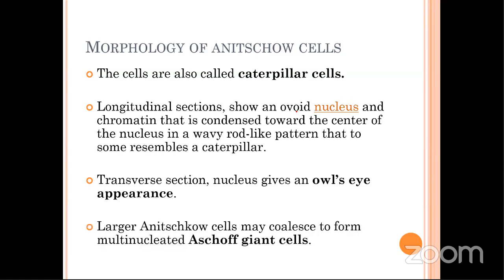Now, sometimes these Anichkov cells, what happens? They fuse to form multinucleated Aschoff giant cells, like other giant cells that are formed in other places where you get inflammatory giant cells. So here also, Anichkov cells may fuse to form multinucleated Aschoff giant cells.